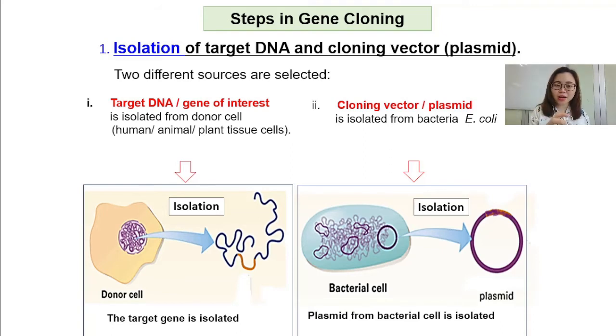So, kita keluarkan target gene yang kita mau daripada sel manusia ataupun sel haiwan ataupun sel tumbuhan. And second, we will isolate the cloning vector, or in this case a plasmid, from the bacteria. So this one is plasmid pUC18 isolated from E. coli cell.